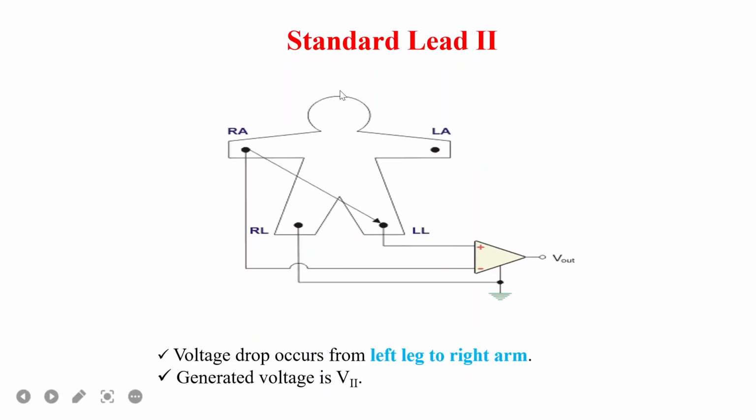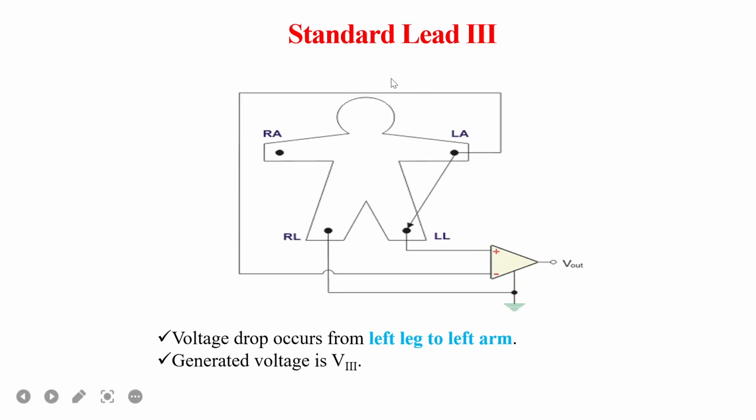Next lead is standard lead 2. Here we are going to consider RA and LL, and RL is always the reference and LA is left free. And here the drop occurs from LL to right arm, left leg to right arm. Here the voltage generated is considered as V2.